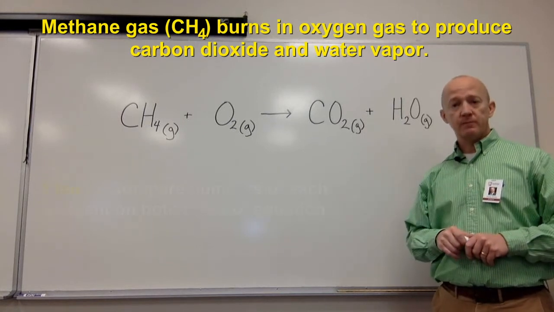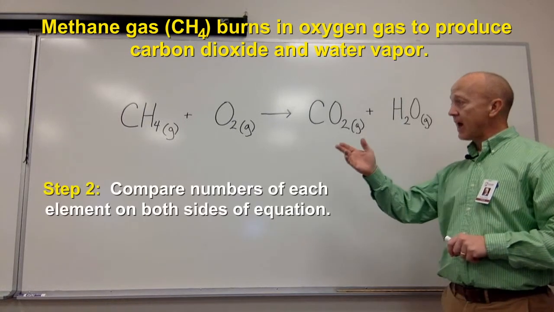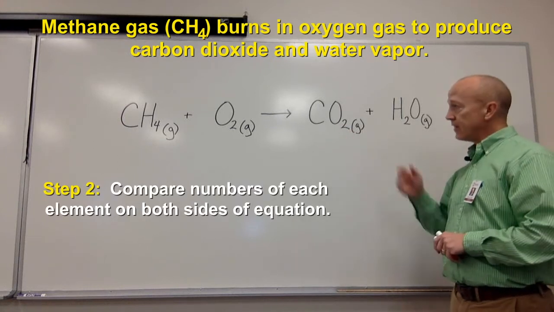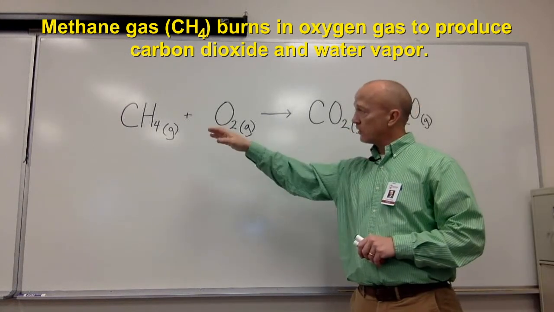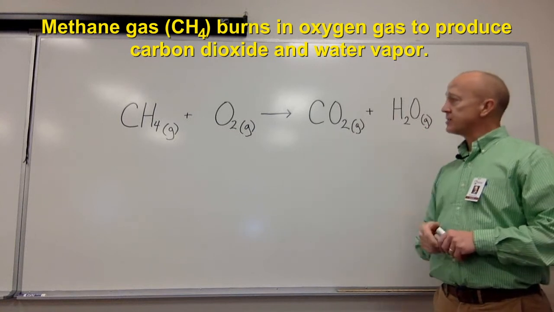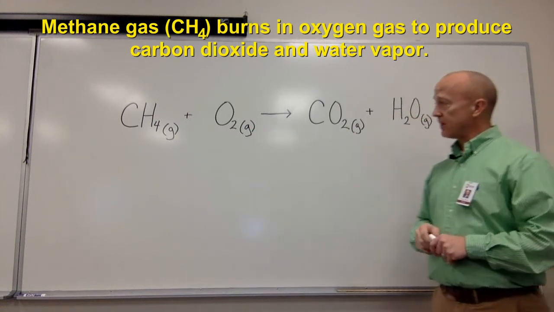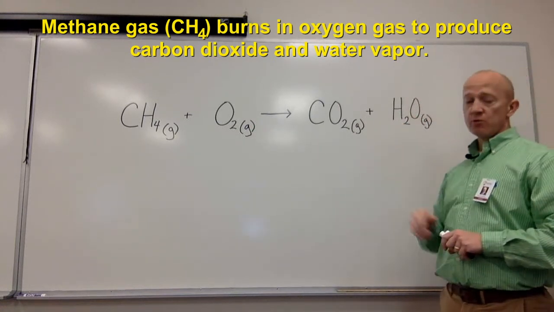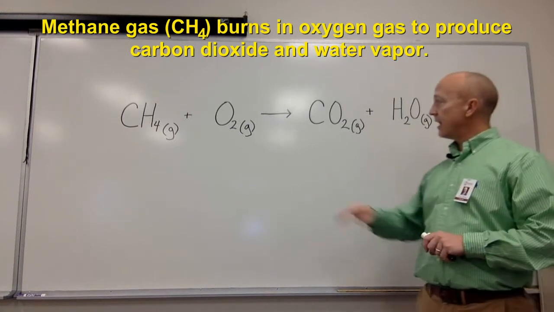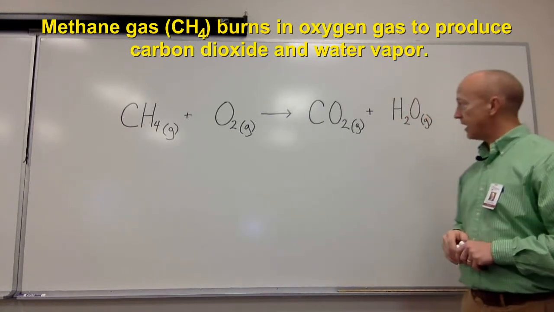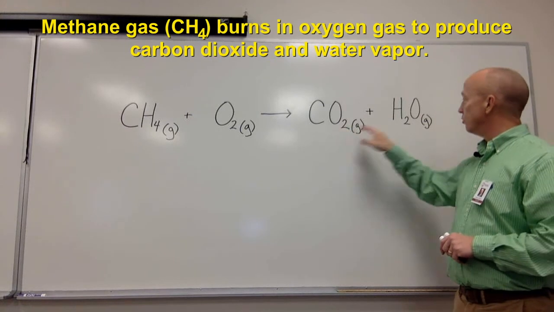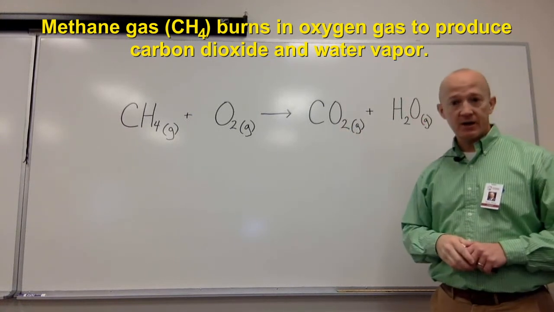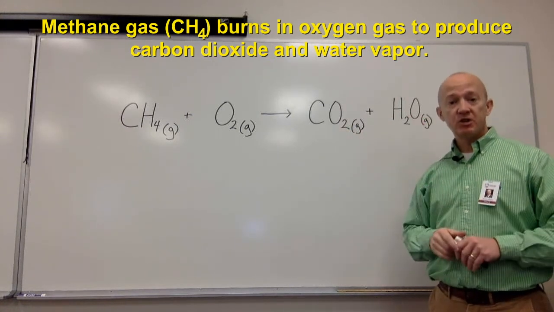That was step 1. Step 2, I'm going to compare the atoms on the left side and the right side. I have 1 carbon on the left side and 1 on the right side. I have 4 hydrogens on the left side, but only 2 on the right side. And I have 2 oxygens on the left side, but 1, 2, 3 oxygens on the right side. So I've got a little bit of adjusting ahead of me.